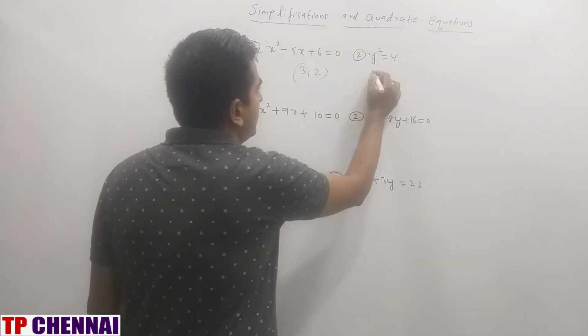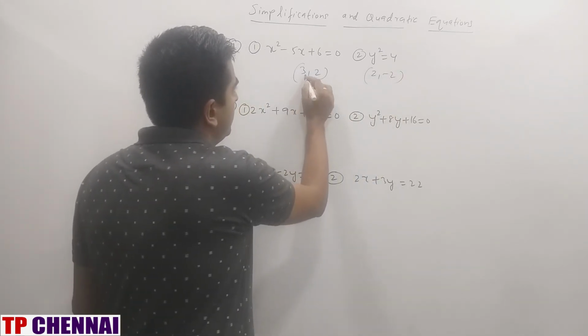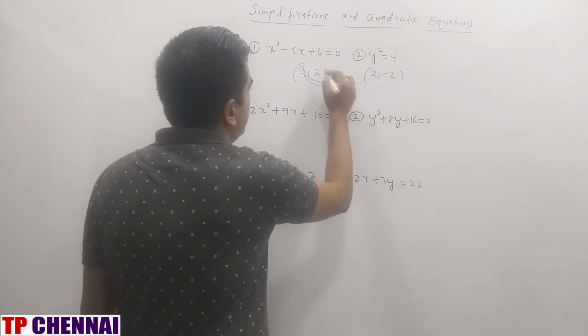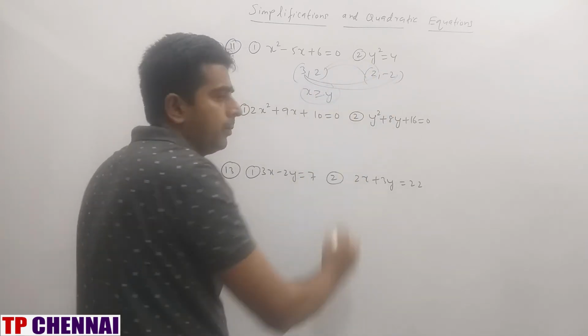And for y, what is the answer? 2, 1, minus 2. Now we have to compare. So when you compare this one, x greater, x greater. So my answer is x greater than or equal to y.